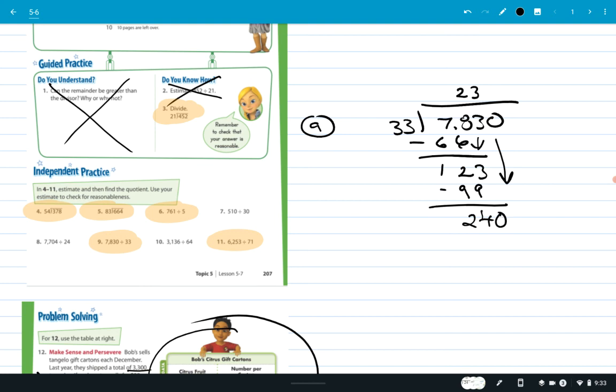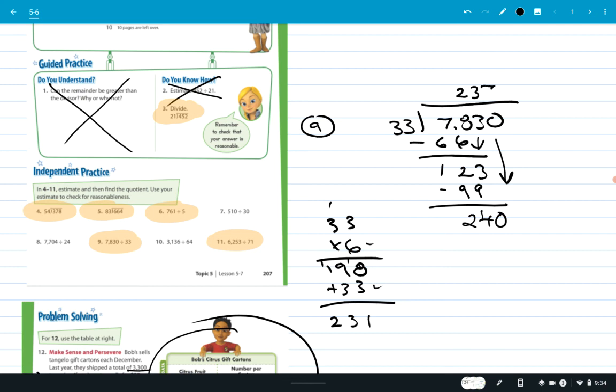I want to figure out how many times 33 goes into 240. Anybody have any idea? 5? Other thoughts? 6. Let's try 6. 33 times 6. 6 times 3 is 18. Put down the 8, carry the 1, 19. No, that's not quite right. Let's add a 33 to that. So that'll be 7 times. So that's going to be 231. If I add another 33, it'll be too big. So it wasn't 6 times, it was 7 times.